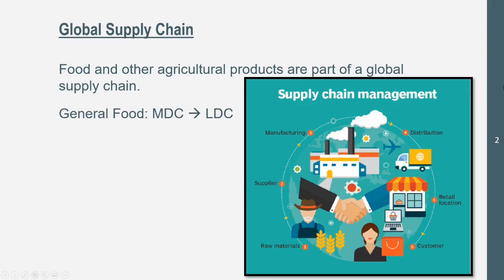Now, general food is developed in your more developed countries, and then they go to your less developed countries, or they'll go from your more developed countries to that same country or to other more developed countries. And we'll see what our LDCs are going to be growing a little bit more than our general food, the stuff that we need to survive on.